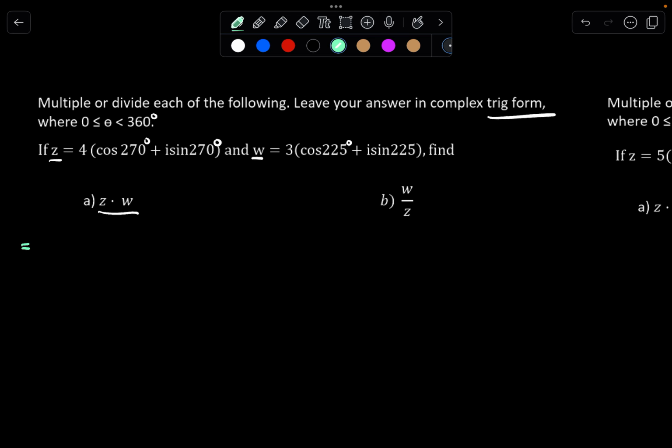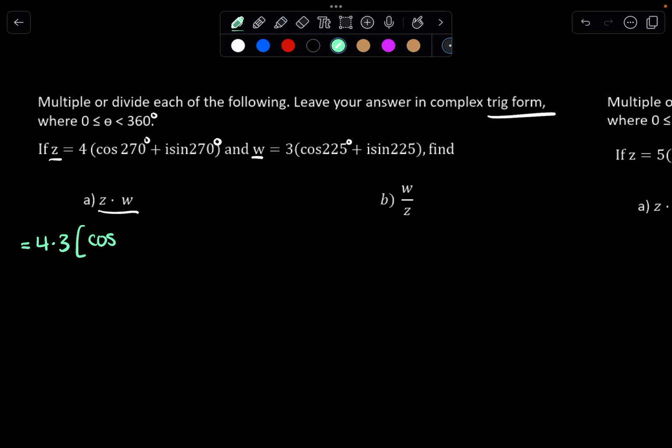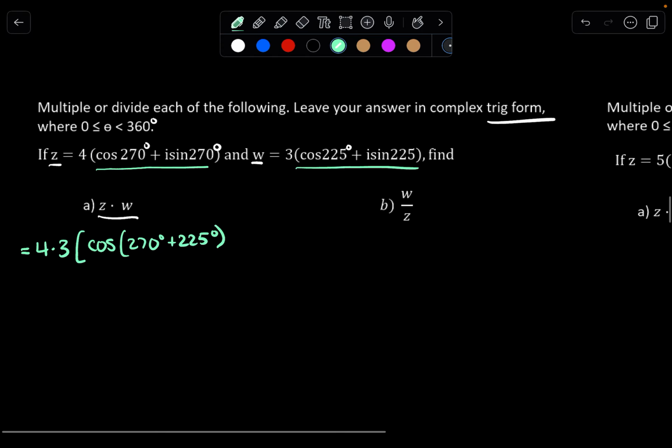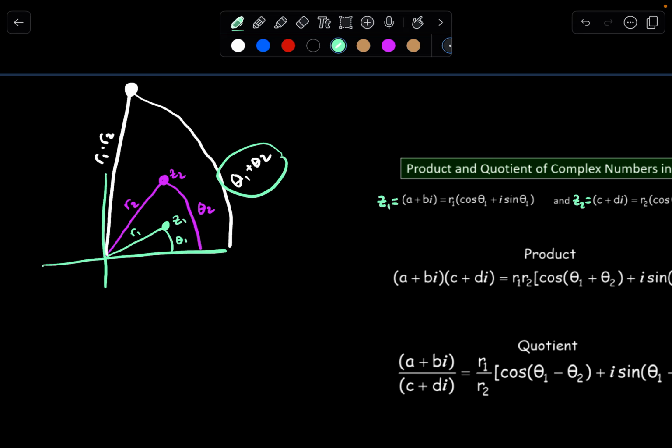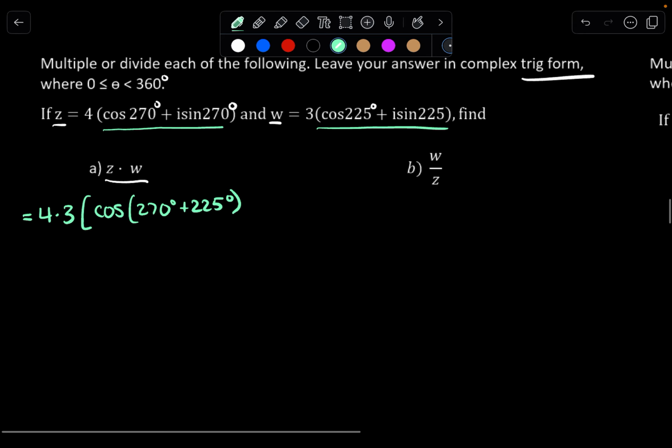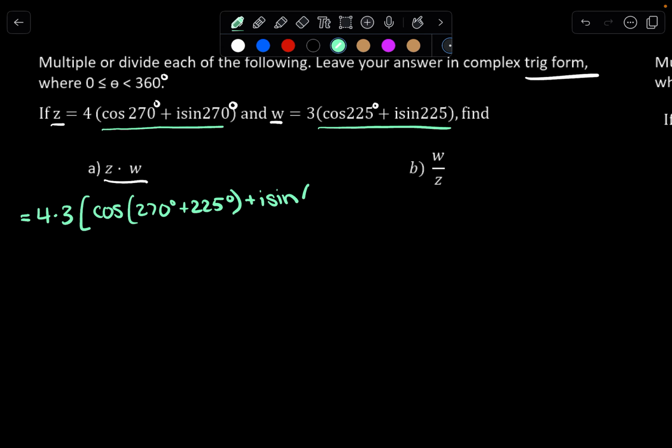So for Z, I'm going to have a radius of 4. And then the radius for W is going to be 3, so we're going to multiply those together. And from here, we'll have cosine of 270 degrees plus 225 degrees. So remember, the angle for cosine and sine will always be the same. What we're doing is adding the angle from the first complex number with the angle of the second complex number, because the sum of those angles will give us the angle for the product of these two complex numbers. So now we'll have plus i sine of 270 degrees plus 225 degrees. Now we have a new radius of 12. And when we add these two together, we'll have a new angle of 495 degrees.